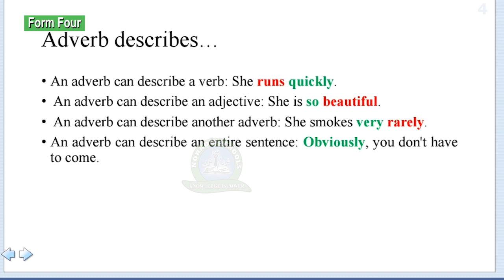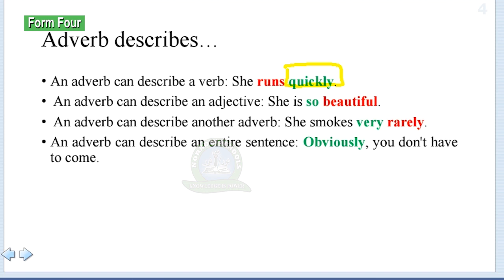What does an adverb describe? An adverb can describe a verb. She ran quickly. So where is the adverb? This is the adverb. How does she run? She ran quickly. So the word quickly is an adverb and tells something about the verb ran.